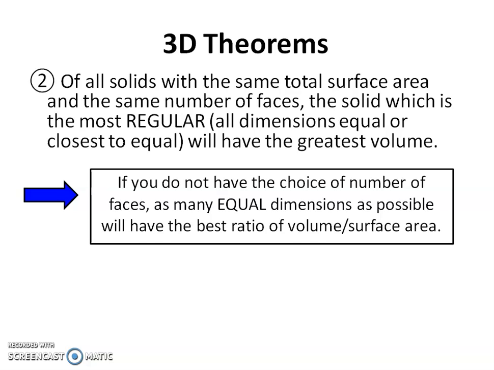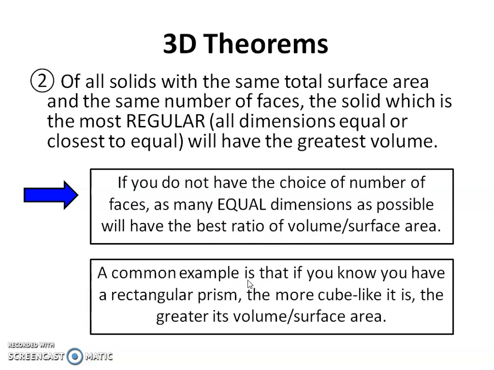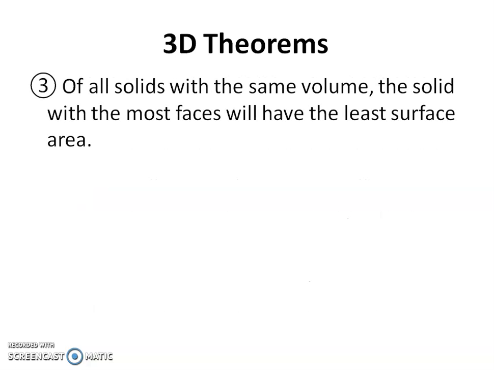So a prism, supposing it's a rectangular prism, will have to have 6 faces. And for that to be the most regular will mean that all the sides are equal or as close as possible. And if you can choose all the dimensions, you'd want it to be a cube. That would be the best one. So of all rectangular prisms, cube, or the closest possible to a cube, will have the best ratio of volume to surface area.